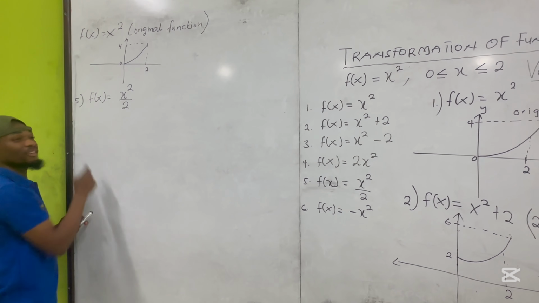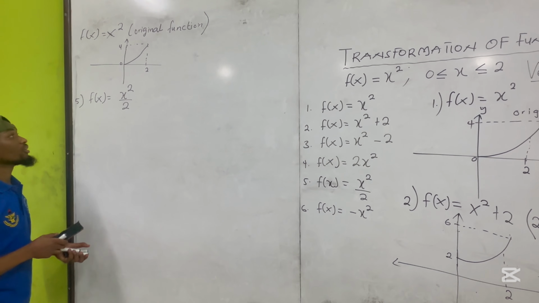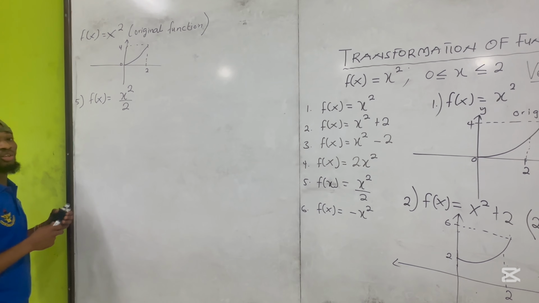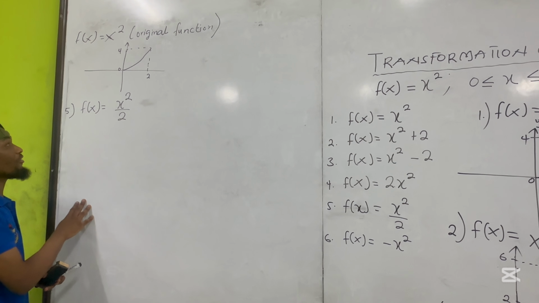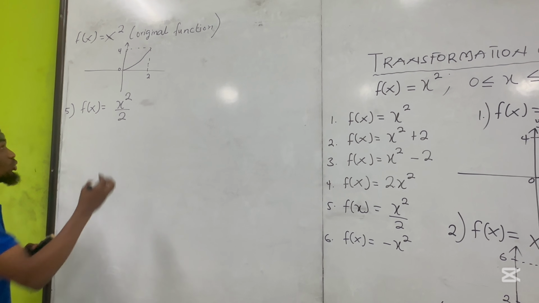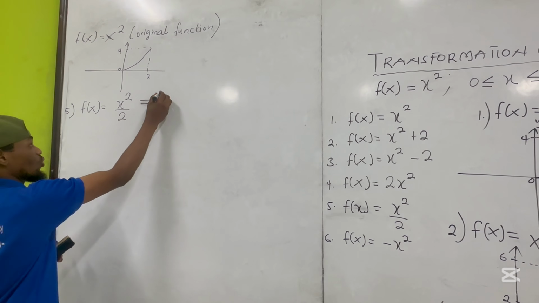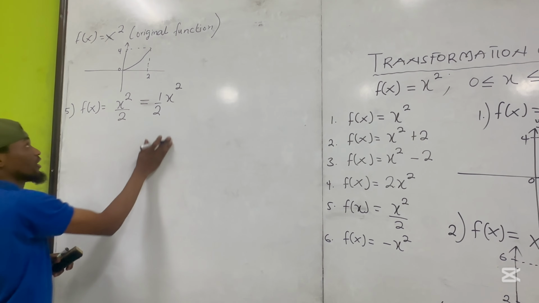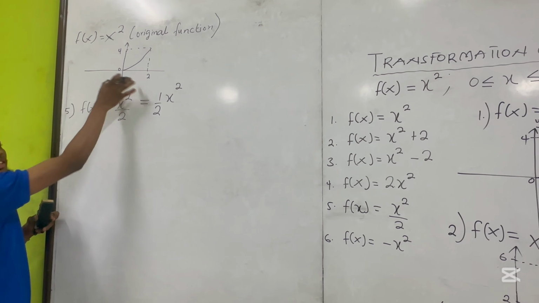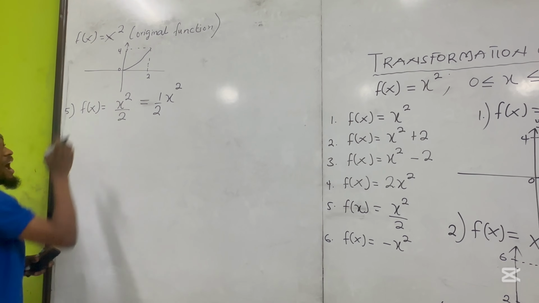Let's consider the fifth one. So whenever you have f of x is equal to x squared over 2, let's consider the fifth one. f of x is equal to x squared over 2. This is the same as what? 1 over 2 then multiply x squared. Okay, this is the original function or the original graph.